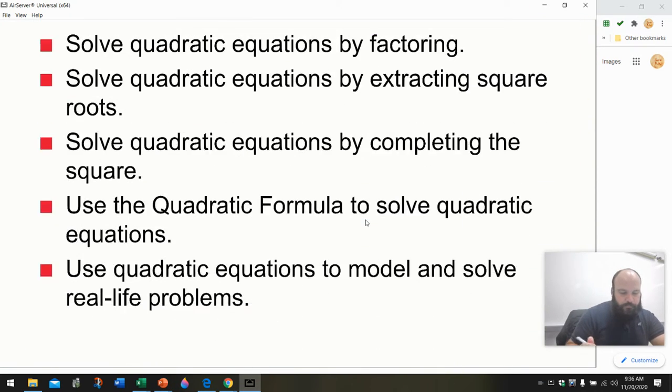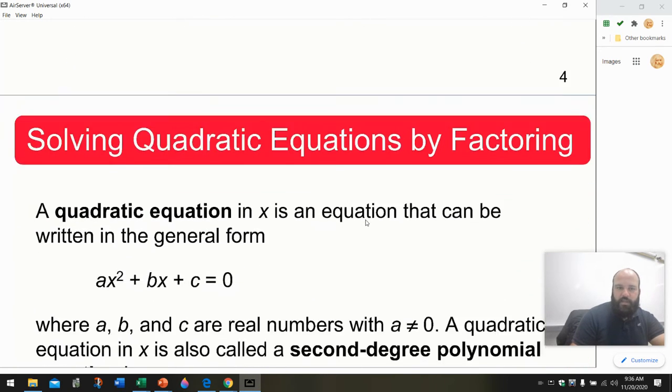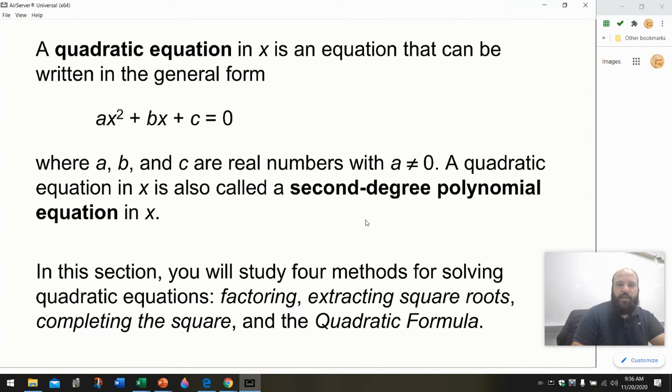So there's a few different things we're going to do. The first thing we're going to do is solve quadratic equations by factoring. As an overview of what a quadratic equation is, a quadratic equation in x is an equation that can be written in what they say is general form, and this book and these slides call ax squared plus bx plus c equals 0 general form.